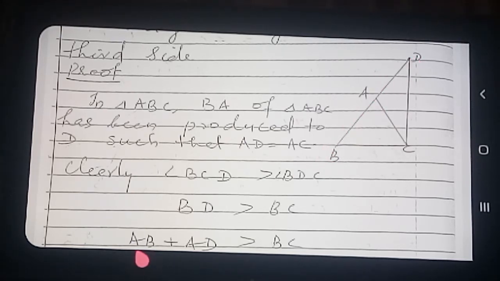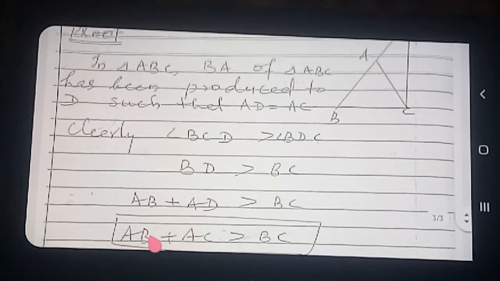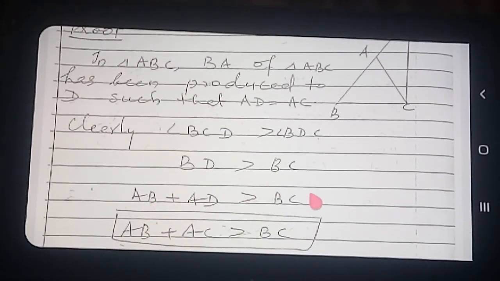Split it and written here: AB plus AD is greater than BC. But you already supposed AD is the same as AC. So instead of AD, I wrote AC. Therefore what can you say? AB plus AC is greater than BC.